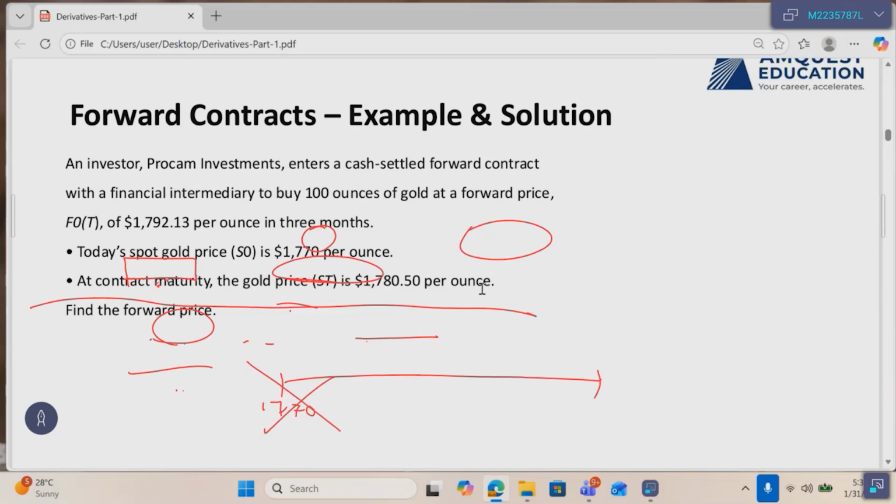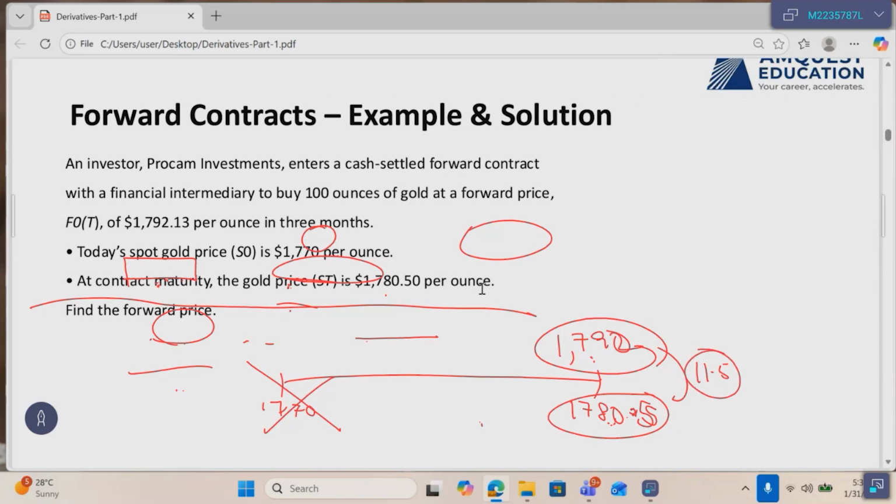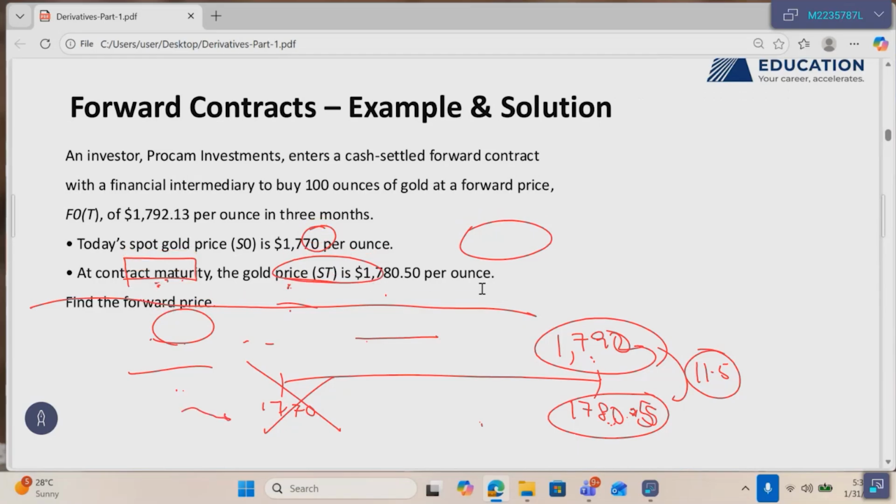I don't need it. In the future, I agree to buy it at 1792. But the price on the date the contract ended is 1780.50. Correct? So when I agree to buy at 1792 and it's actually 1780, that means I have a loss of 11.5 per ounce. Correct? The gold price, what you agree to buy, you're paying more. You agree to buy it at 1792, but the price is only 1780. So you have a loss which you're going to pay of $11.5. But don't forget, only 100 ounces.